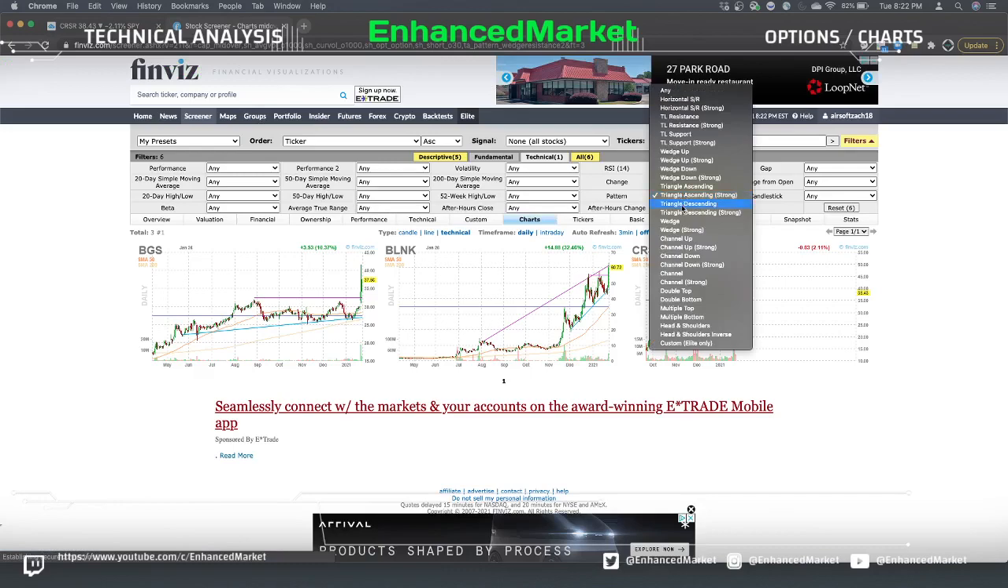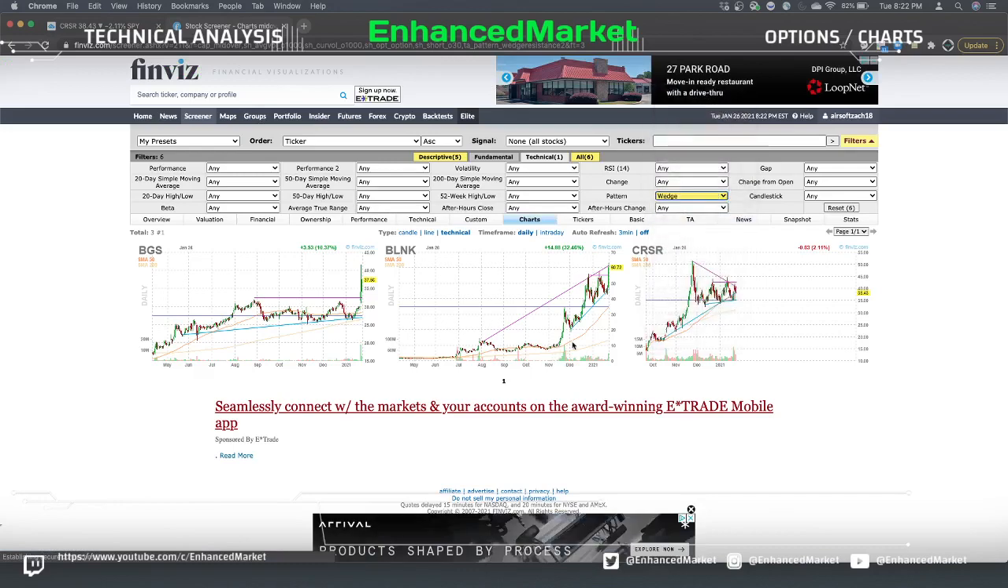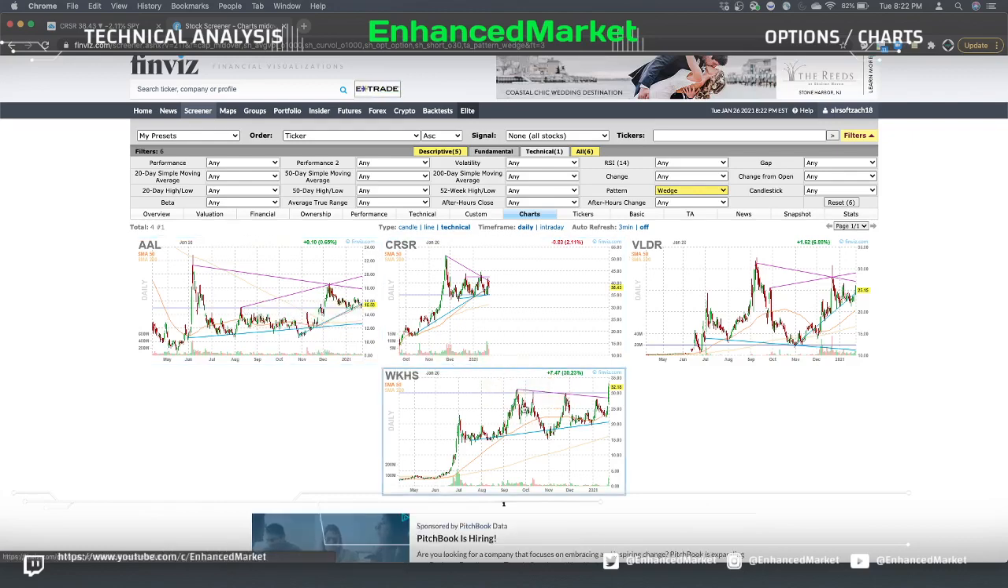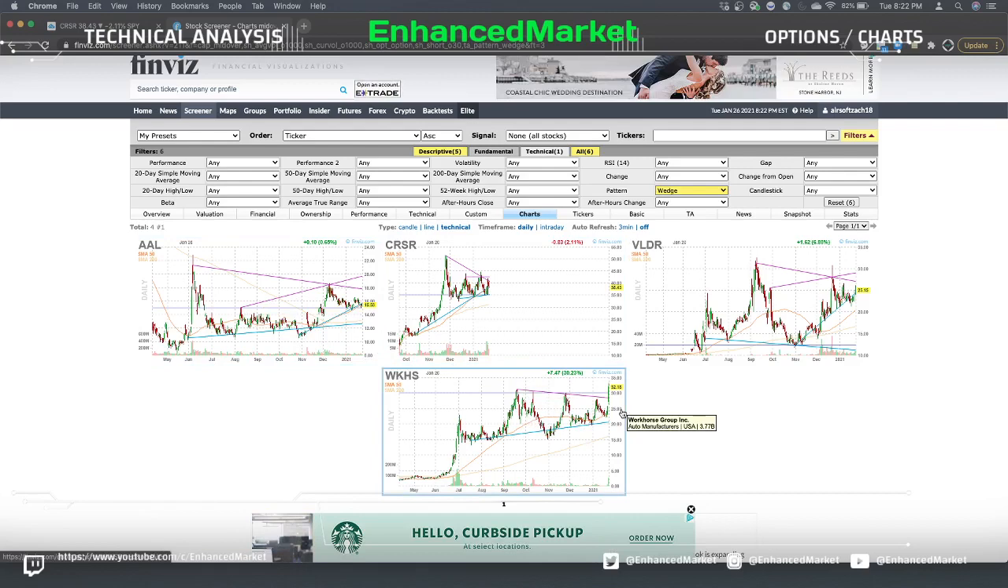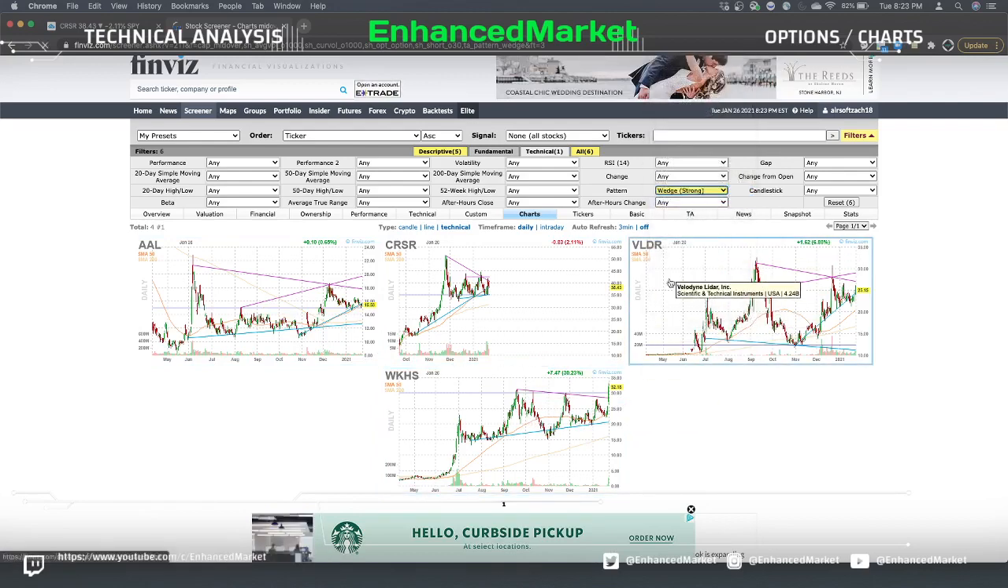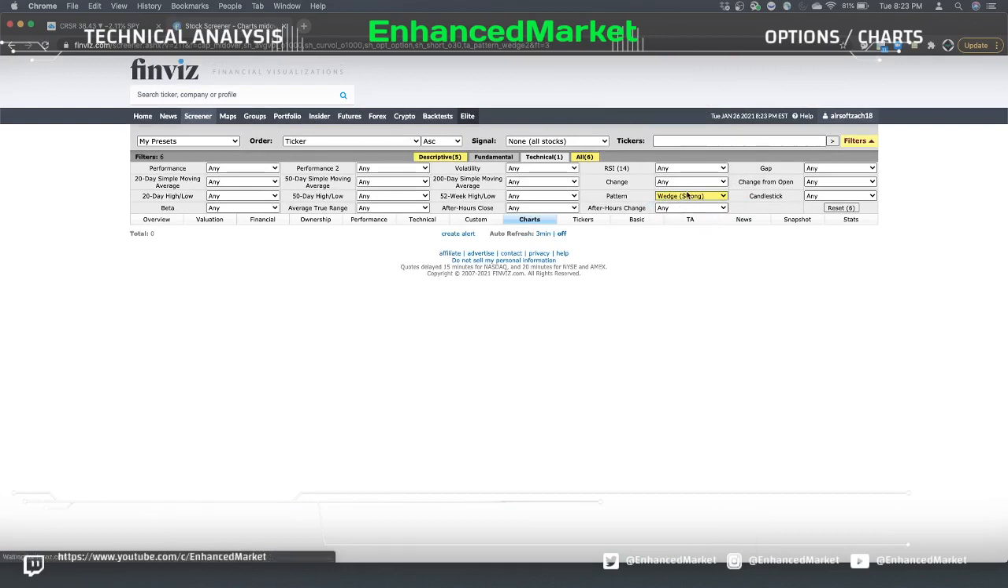Again, I just go through the patterns, see what's going on here, find some setups that I like. Wedges, American Airlines, Workhorse. We played Workhorse. Amazing setup and amazing play. And then I'll go through again. Just keep checking out the different patterns, see what you like.